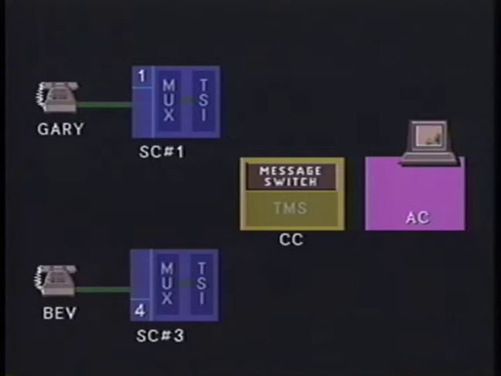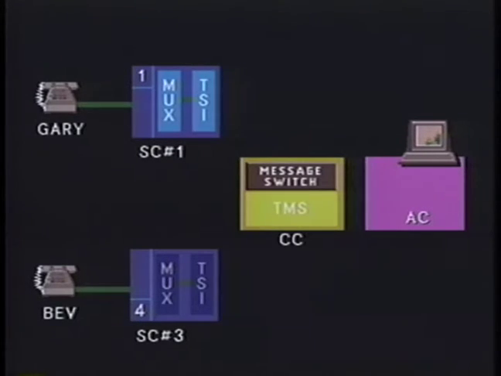In switching component 1, the units that are involved in processing the call include the multiplexer or MUX located in Gary's line card unit and the time slot interchange or TSI. In the communications component, a unit called the time multiplexed switch or TMS is involved. Also used are the TSI and multiplexer attached to Bev's line card in switching component 3. Let's trace the digital signal as it leaves Gary's line card.